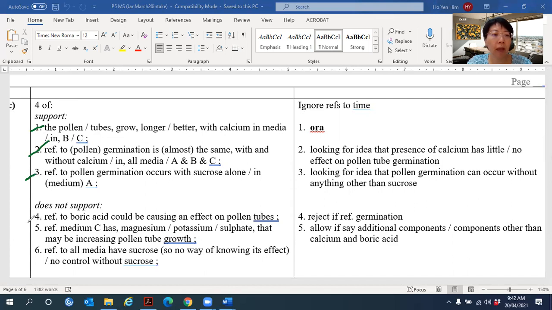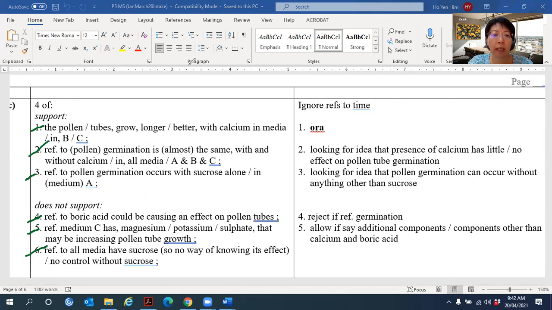Evidences that do not support: boric acid could be the one that causes an effect on pollen tubes in medium B as well as medium C. Okay, medium C also contains magnesium and potassium, so they might be the ones that cause the pollen tube growth. Last one, all media also have sucrose, so there's no way of knowing the effect of sucrose, whether it will cause germination or elongation of the pollen tube.